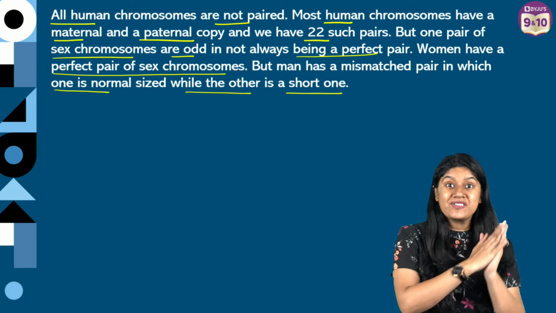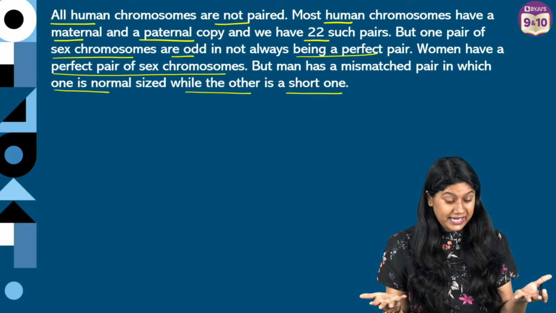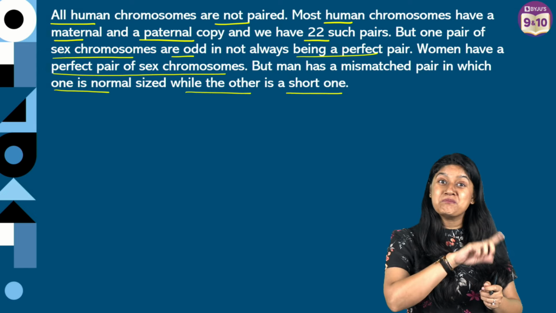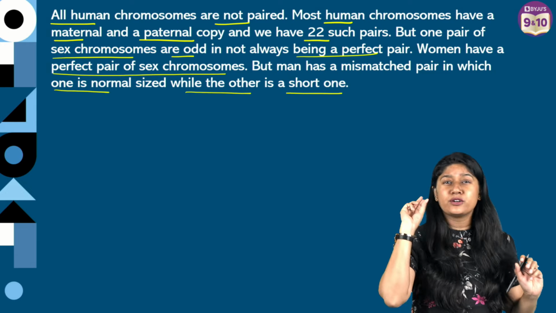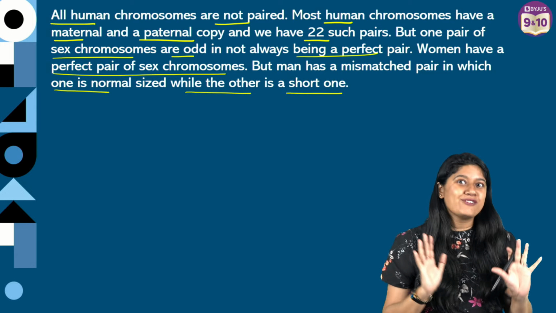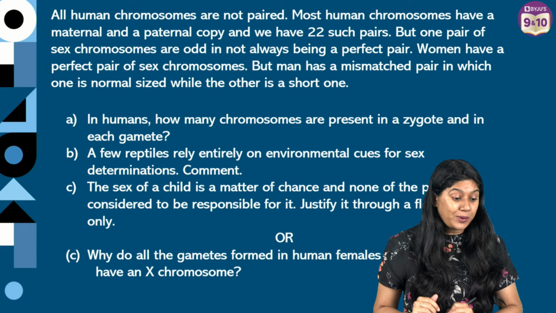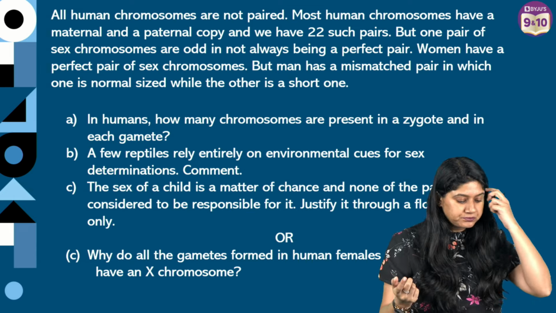Now in females we have X and X chromosomes which are of the same size, right? And in males we have one chromosome which is normal size and the other one is shorter. So that's what we have from the paragraph. Now let's take a look at the questions that are being asked over here.